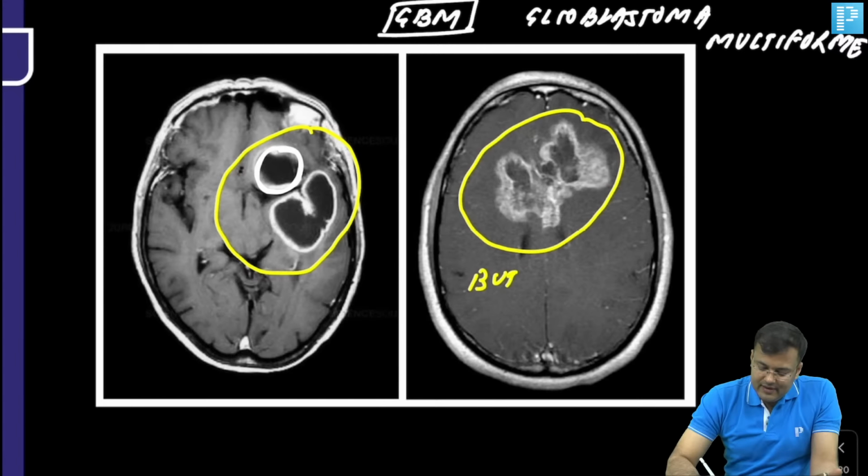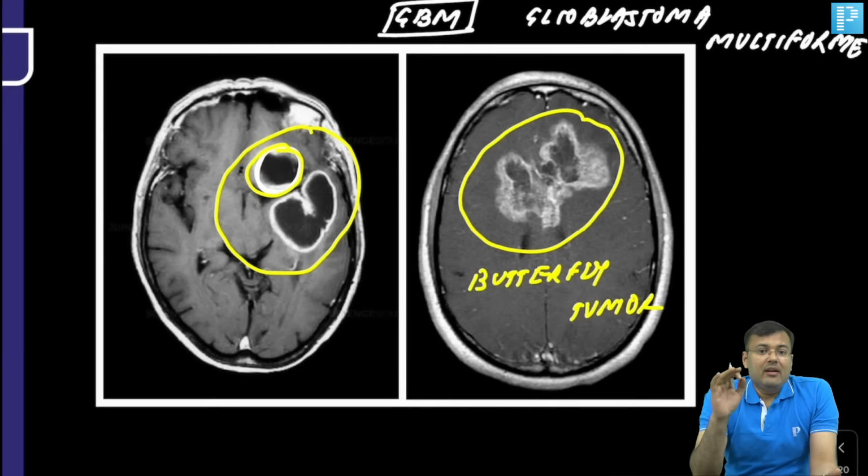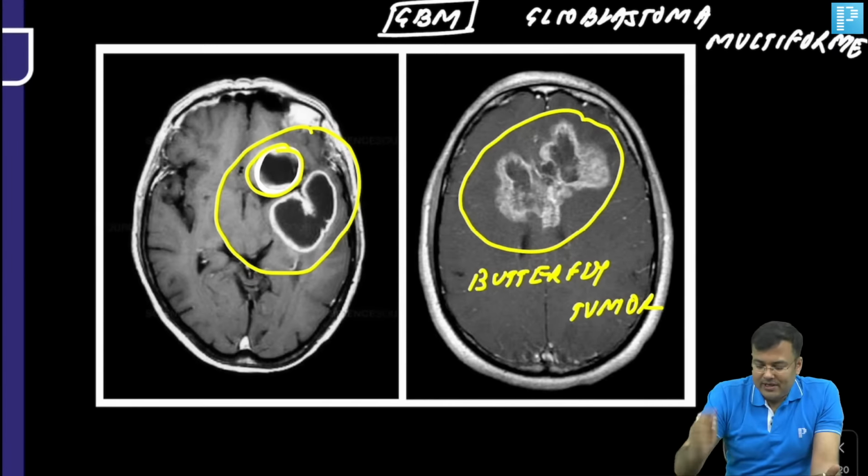This is butterfly, crosses midline. So this is also known as butterfly tumor, and you can see here there is central necrosis with ring-like enhancement. This is the most malignant astrocytoma having worse prognosis. The most common type of astrocytoma is glioblastoma multiforme.